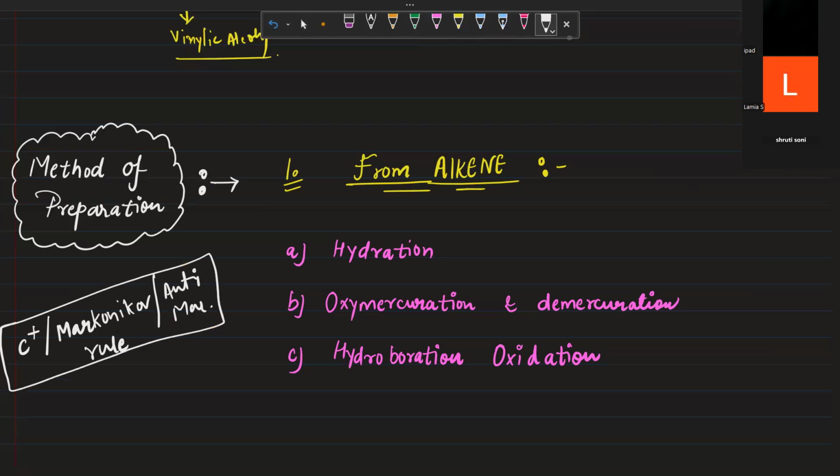Wait, can you clarify your expectation about the homework? Like, do you want a certain number of problems to be done before the next class? Is that how you expect it, the next day? Is that your expectation? Yes. So a little bit of definition and how we can apply the theoretical part of carbocation and Markovnikov and anti-Markovnikov.